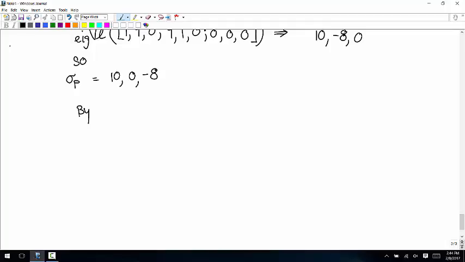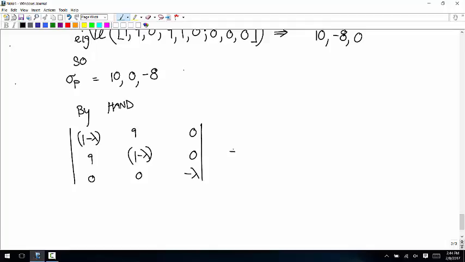So by hand, this would be the matrix 1 minus lambda, 9, 0; 9, 1 minus lambda, 0; 0, 0, minus lambda. Set the determinant equal to 0. That gives a polynomial, and the roots are the eigenvalues.